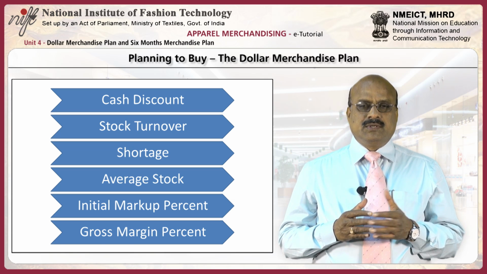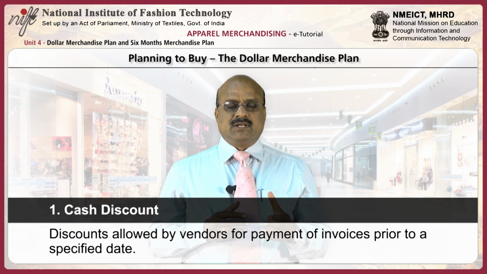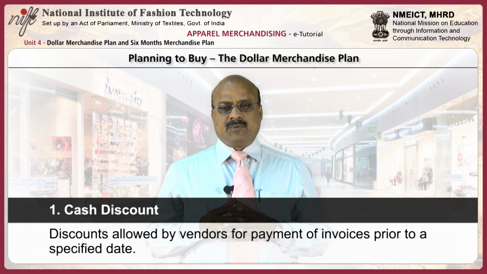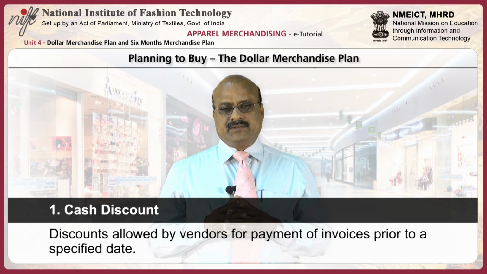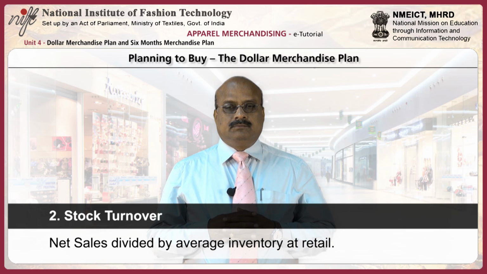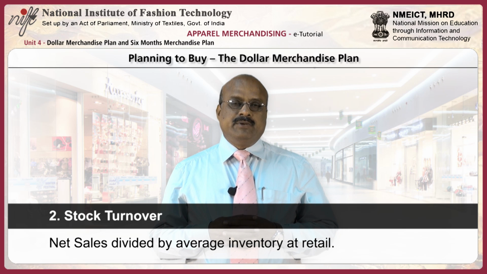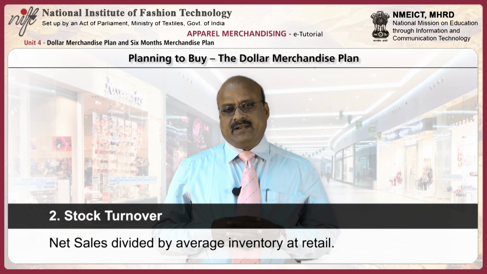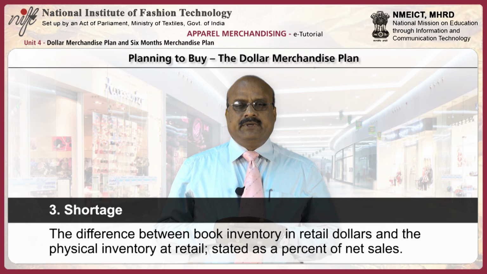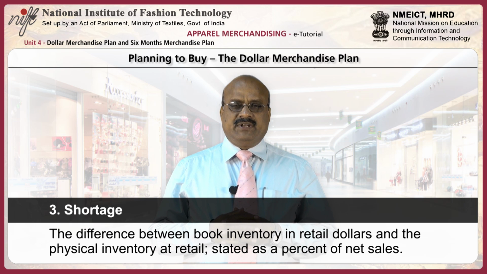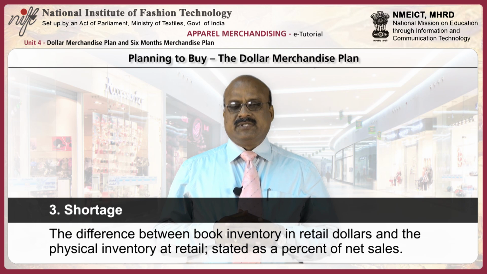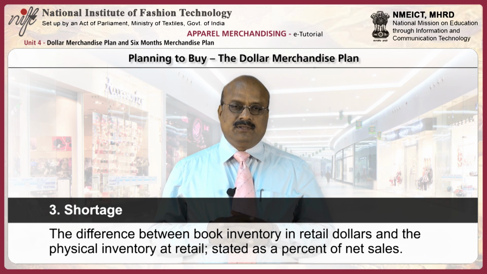It includes cash discount. These are the discounts allowed by the vendors for payments of invoices prior to a specified date. Then stock turnover. It is the net sales divided by average inventory at retail. Then we have shortage. This is the difference between book inventory in retail dollars and physical inventory at retail, stated as a percentage of net sales.